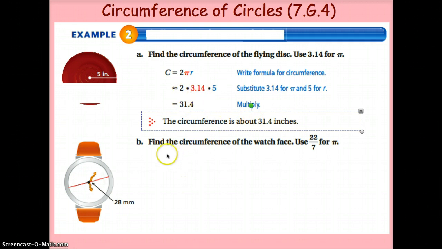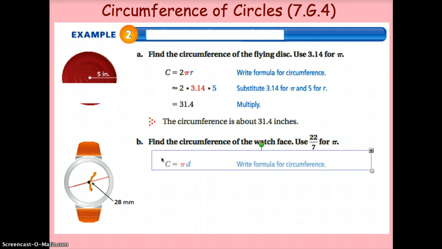Okay, let's go ahead and look down at problem B. So find the circumference of the watch face. Use 22 over 7 for pi. And this time we've been given the diameter, so I want to use the diameter formula. One thing you will also want to keep in mind is pay attention to what it's asking for. If it says leave your answer in terms of pi, that means you don't have to multiply by pi, you just leave pi on the end. So make sure you're reading those. In this case, they want us actually to solve all the way.